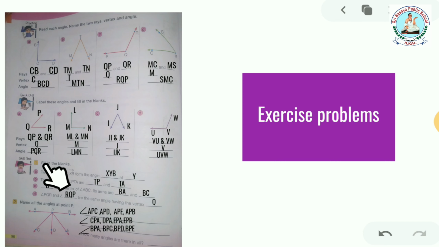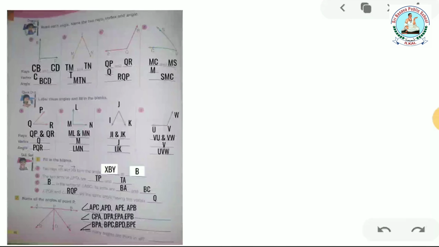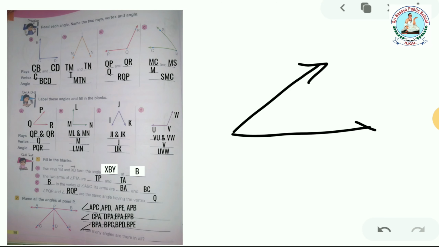Let's move on to the next question, that is fill in the blanks. Two rays YB and XB form the angle. So what are the rays YB and XB? Let's draw this. This is one ray and this is another ray. Just look here. In both the rays the letter B is common, which means this is the common point. So that's why we write it here. And what is that? YB and XB, so it is Y and X, right?